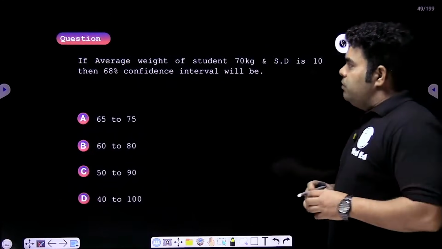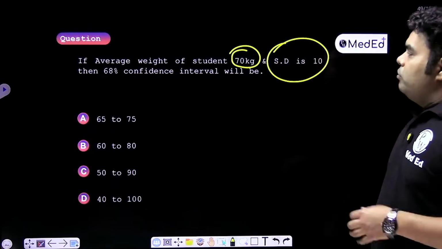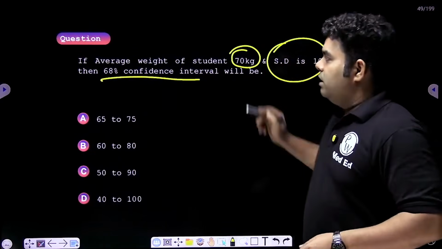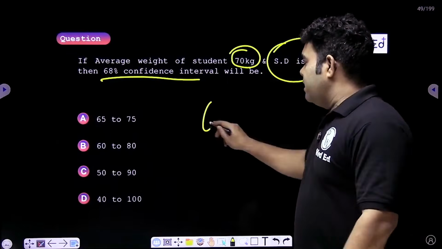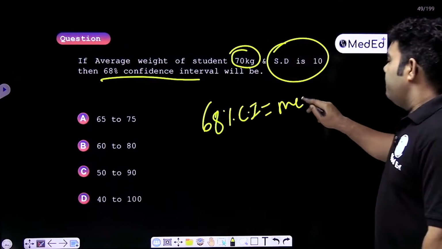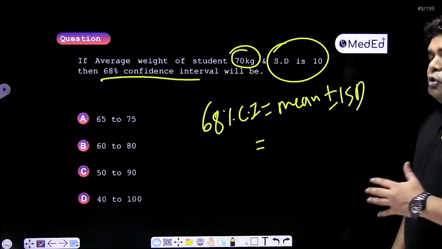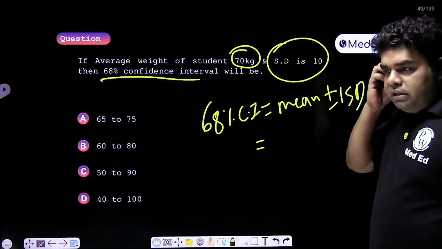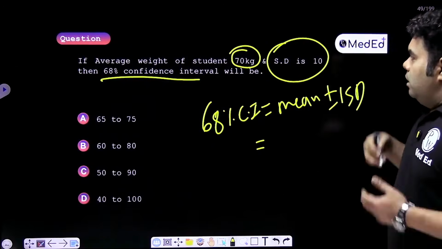The question is, if the average weight of a student is 70 kg, standard deviation is 10, find the 68% confidence interval. This is the question for all of you. Please do it right now. And it's very simple to do, because we all know 68% confidence interval is mean plus minus 1 standard deviation. Do it now, because if you do not practice it now, in the exam you will think it's a numerical and you will leave such a lollipop question, which is very simple.